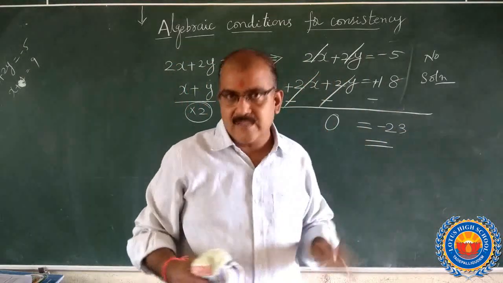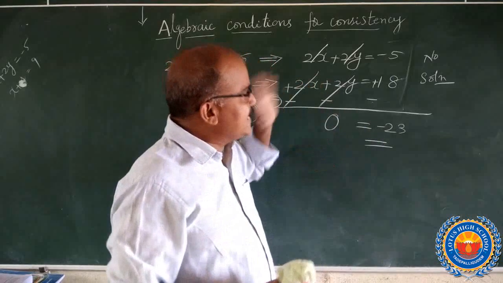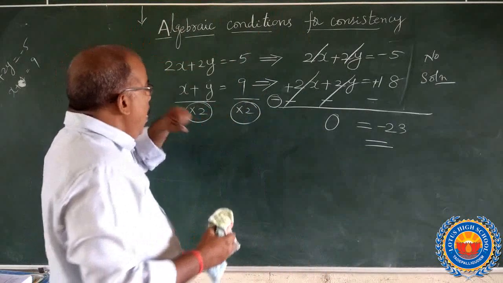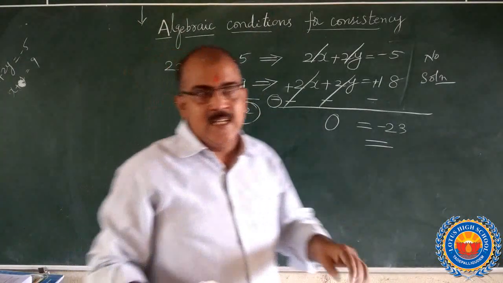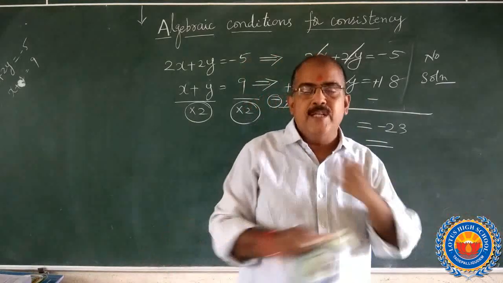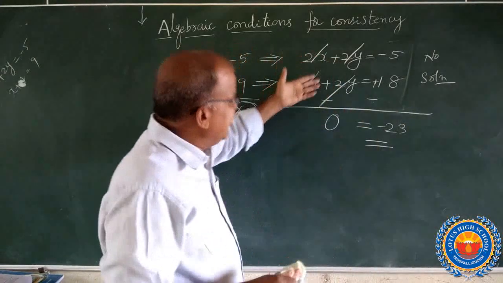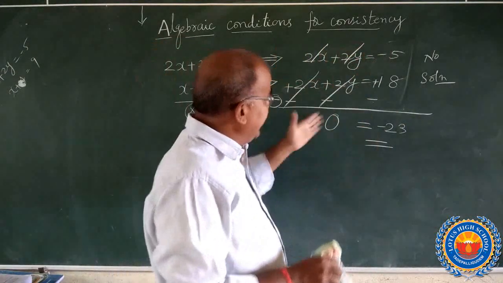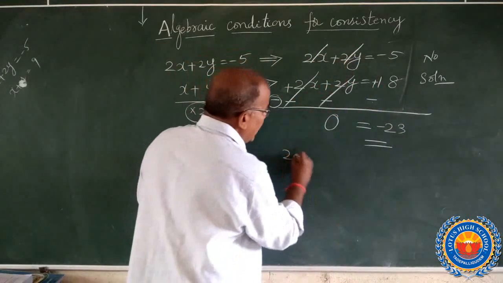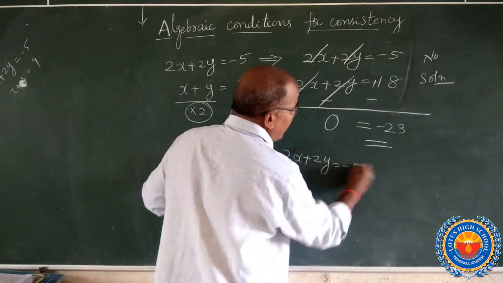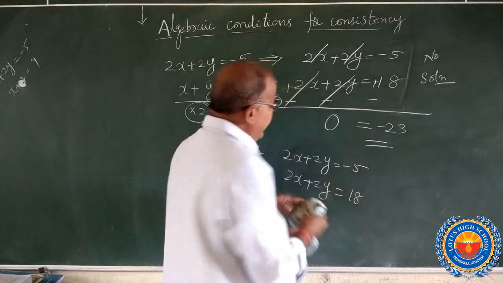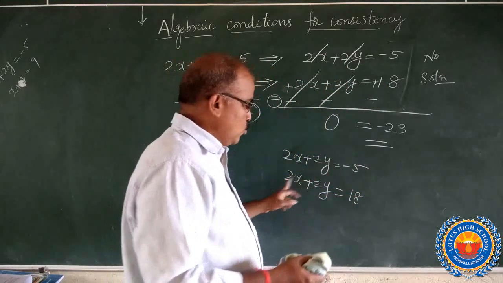It is absolutely false. That's why in this case we can say the equations 2x plus 2y is equal to minus 5, x plus y is equal to 9 have no solution. Those two equations are having no solution. By seeing 2x plus 2y is equal to minus 5 and 2x plus 2y is equal to 18, you see both the equations have the same left side but different right sides.